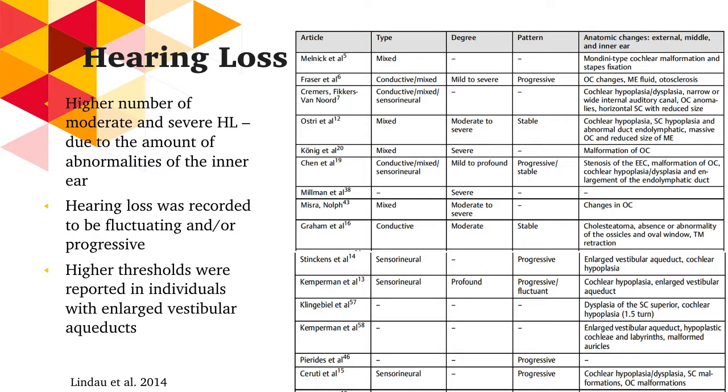So this chart here basically looks at the different articles that were reviewed in Lindau et al. Then it tells you the type of hearing loss that was reported, the degree of hearing loss, the pattern, and then it breaks it down even more into the anatomic changes in the external, middle, and inner ear. I thought this chart was very interesting because it really gave me a better understanding of the variability of presentation of hearing loss in people diagnosed with BOR.